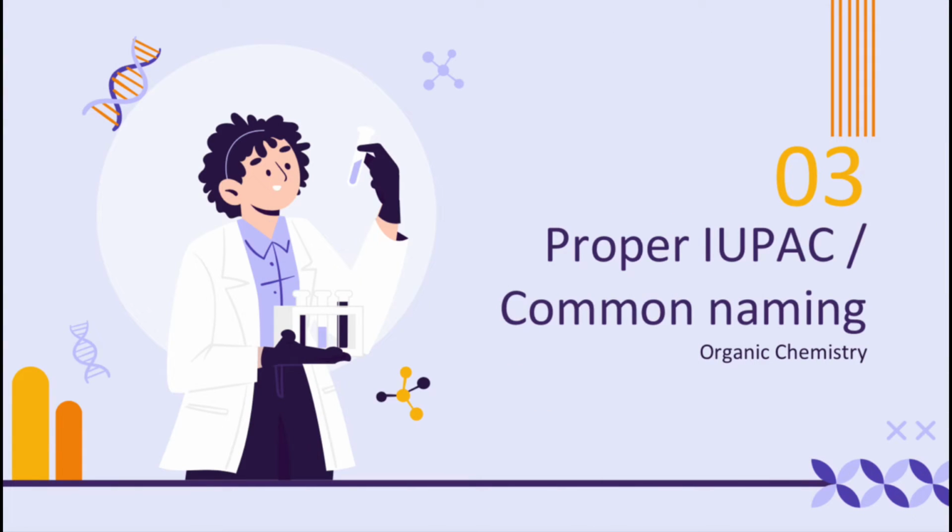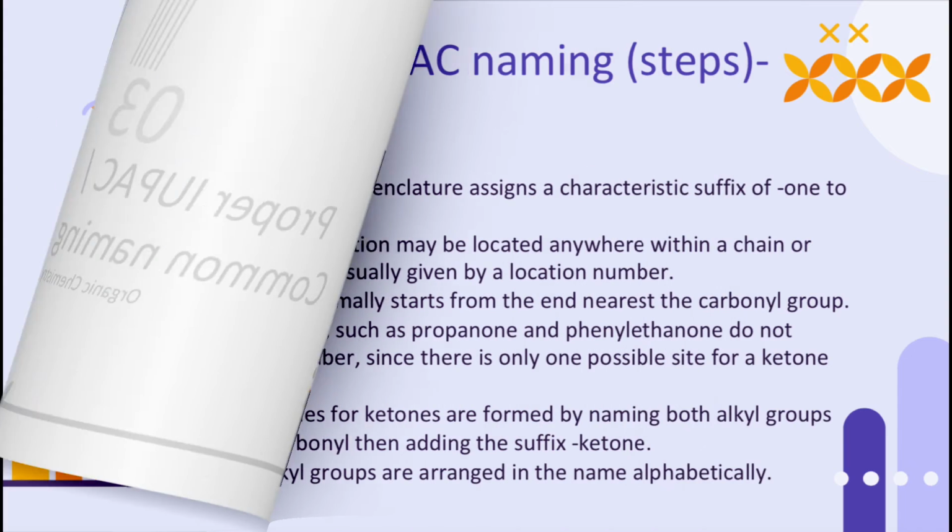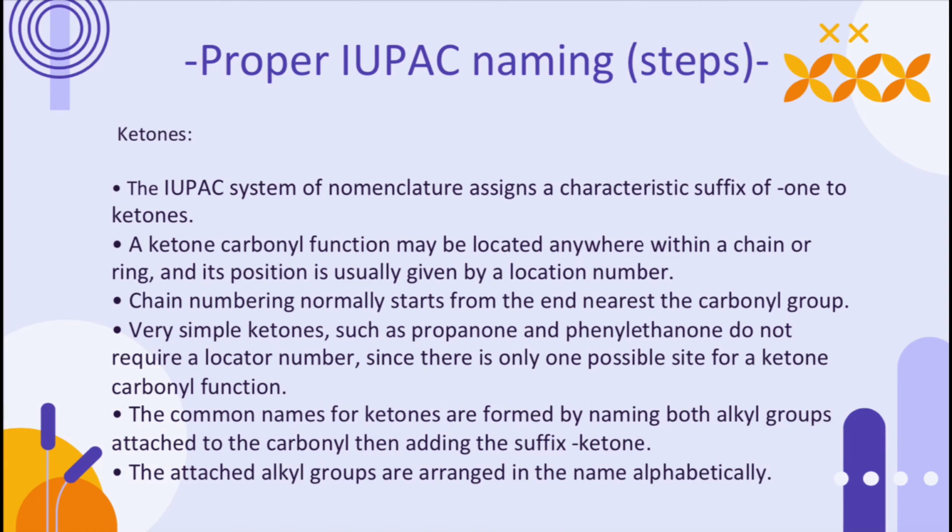Number 3. Proper IUPAC or common naming. These are the proper IUPAC naming steps. Ketones. The IUPAC system of nomenclature assigns a characteristic suffix of -one to ketones. A ketone carbonyl function may be located anywhere within a chain or ring, and its position is usually given by a location number. Chain numbering normally starts from the end nearest the carbonyl group.